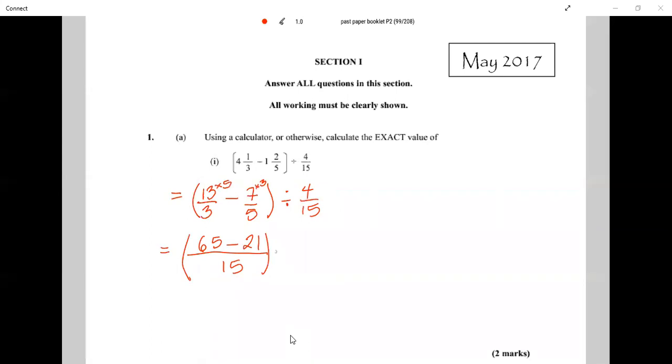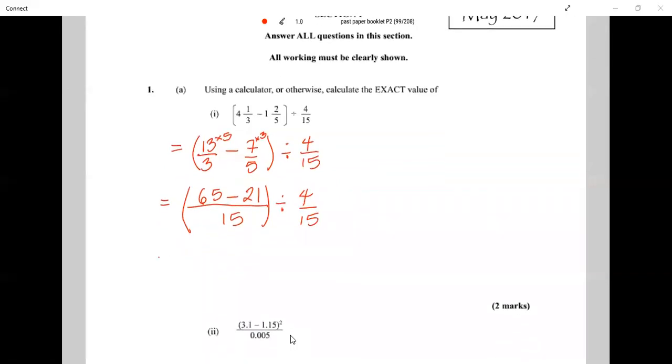All right, so this is what we have so far. Divide by 4 over 15. So 65 minus 21, what is that, 44? So this is 44 over 15. Change the division sign to multiply and multiply by 15 over 4. 15 cancels 15. 4 goes into 44 11 times. So our final answer is 11.